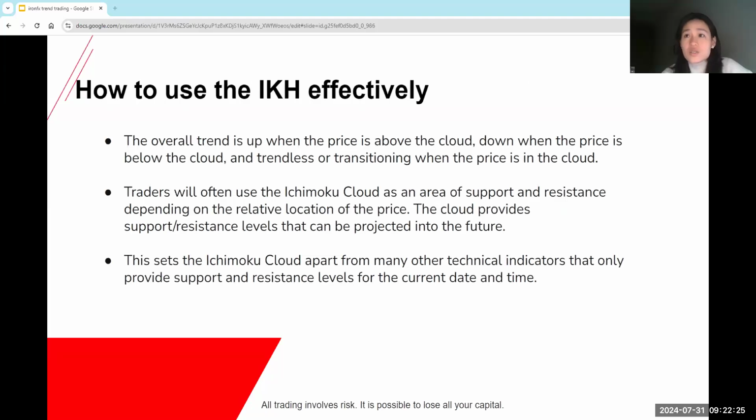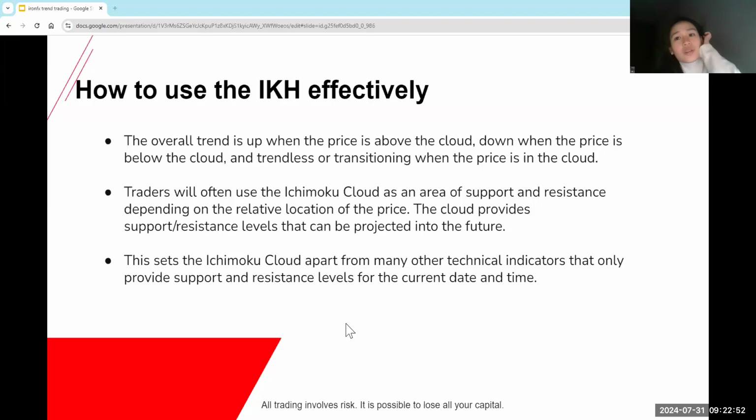Okay, so the fastest and most efficient way to use the Ichimoku indicator is just the way that I talked about before, which is just by looking at the cloud. The overall trend is up when price is above the cloud. Price is below the cloud, it is a downtrend. It's trendless or transitioning when price is within the cloud.